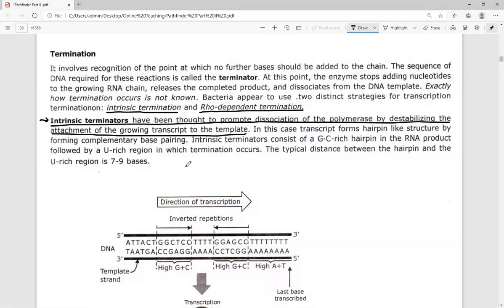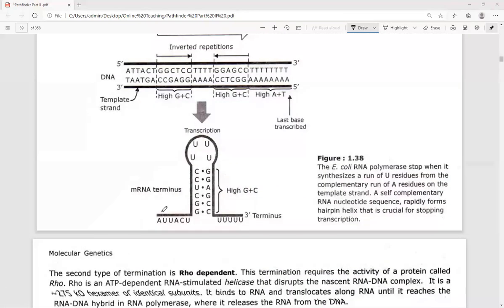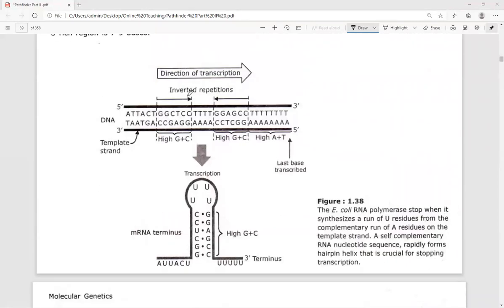Intrinsic termination consists of formation of a hairpin loop-like structure in the RNA product followed by a U-rich region in which termination occurs. The typical distance between the hairpin loop-like structure and the U-rich region is just 7 to 9 base pairs. Here it will form a loop-shaped structure because of the inverted repeat. This is referred to as the termination site.